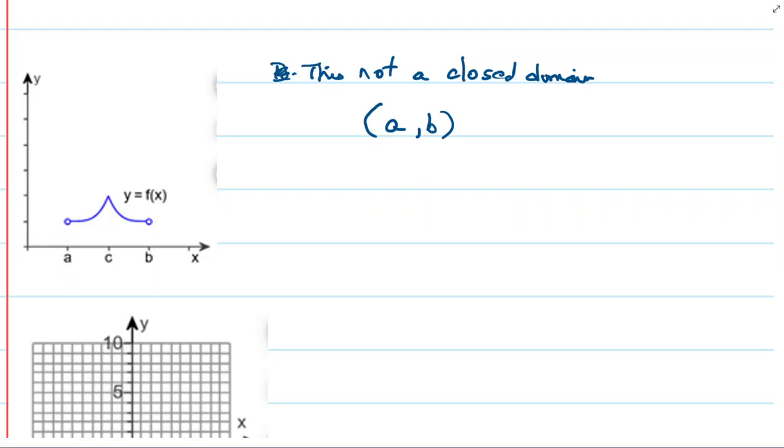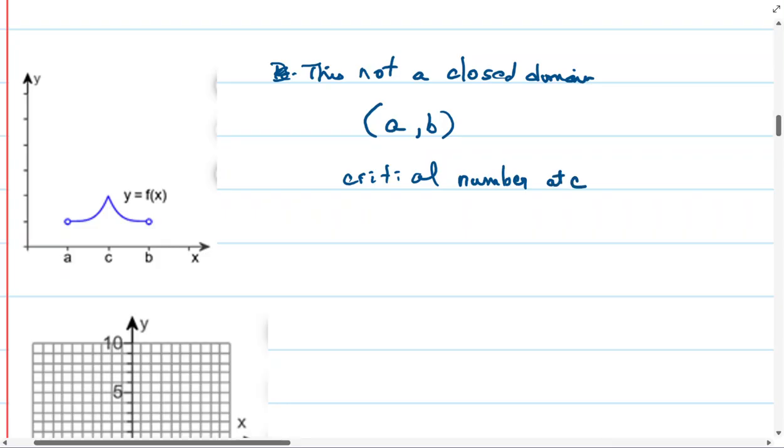So, the concept of forcing yourself to visualize what is the change, then we know that we have a critical number at C, right? We have a critical number at C, and absolute max. And I guess we could guess it too.